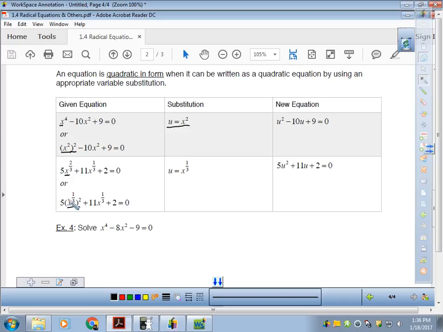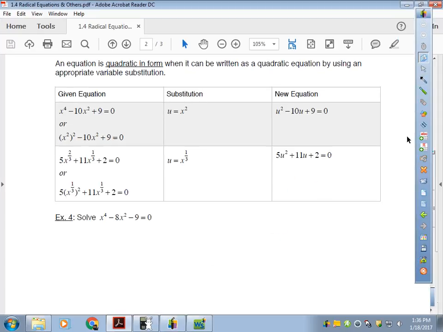But by writing it like this, I can do this substitution. I can say every time I see x to the 1/3 power, instead of writing that, I'm just going to write u. So I replace this with a u, so I have 5 times u getting squared, 5u squared. 11 times u, 11u. And then you still got the plus 2. And now you've changed it into a quadratic, and so you can solve it using any of the strategies we talked about in 1.2.